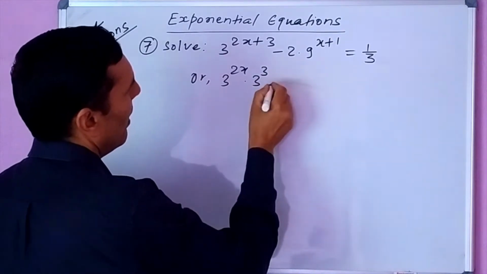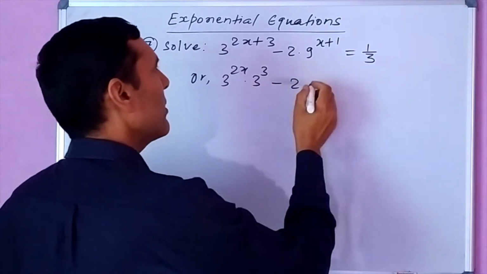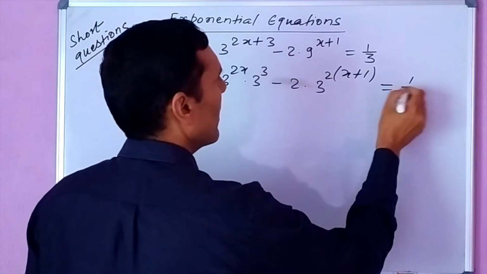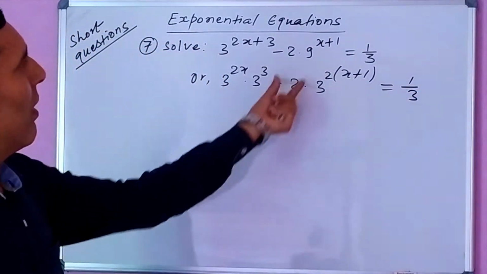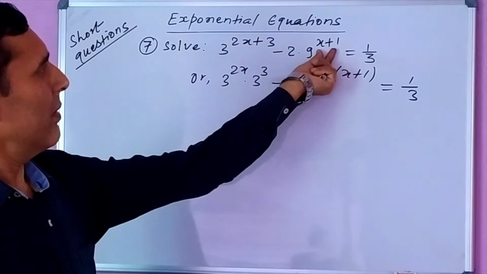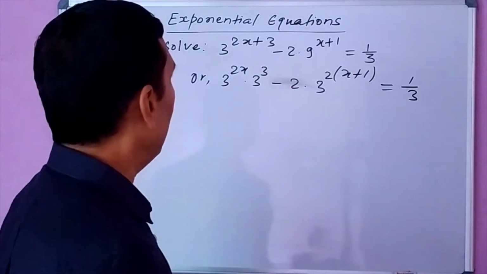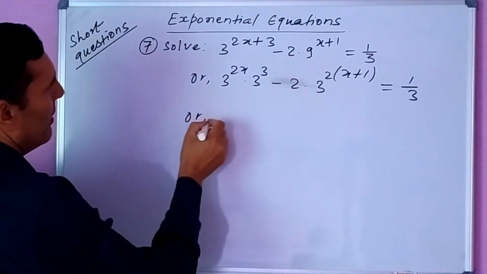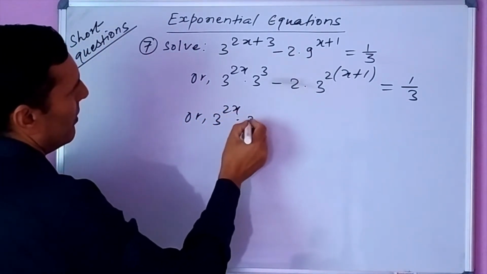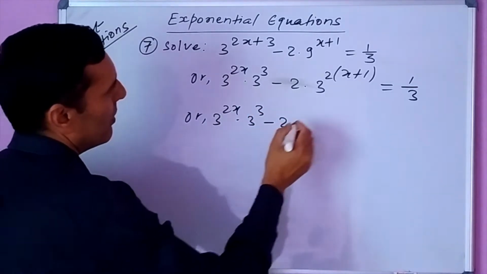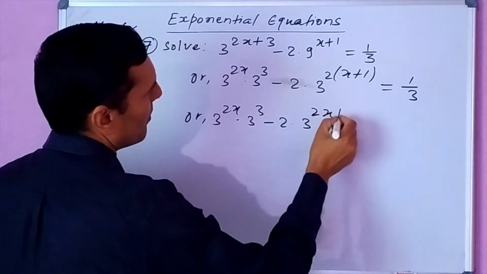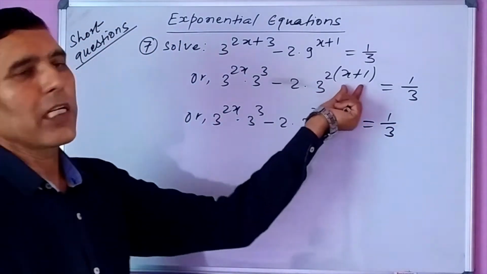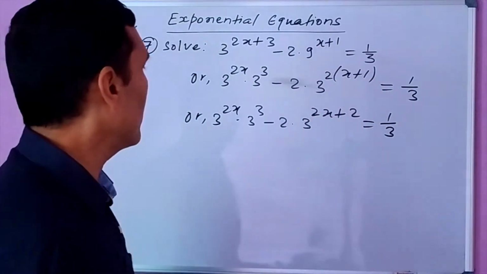And this minus 2 as it is, and this 9 also can be written as 3 square, and power x plus 1 as it is, equal to 1 upon 3. 9 is 3 square and the other power x plus 1 stays as it is, because these two powers are multiplied together. It is 3 to the power 2x into 3 to the power 3 minus 2 into 3 to the power 2x plus 2, equal to 1 upon 3. These 2 and x plus 1 are multiplied together, 2x plus 2.